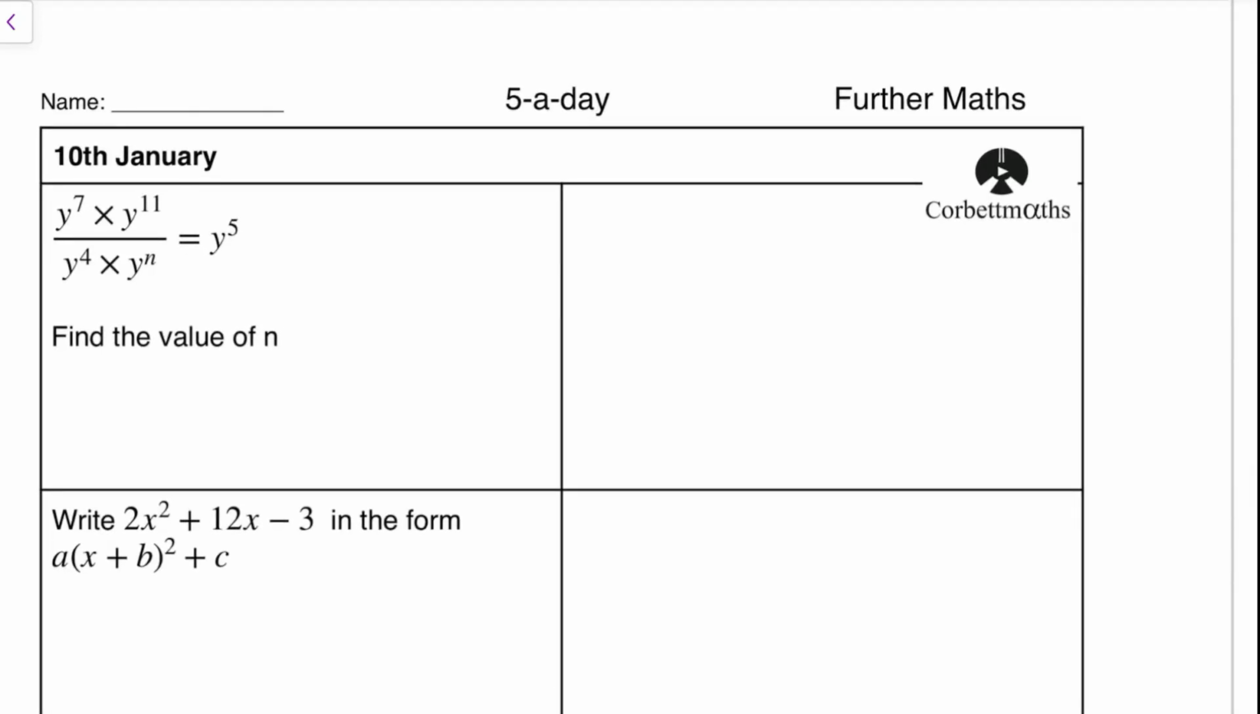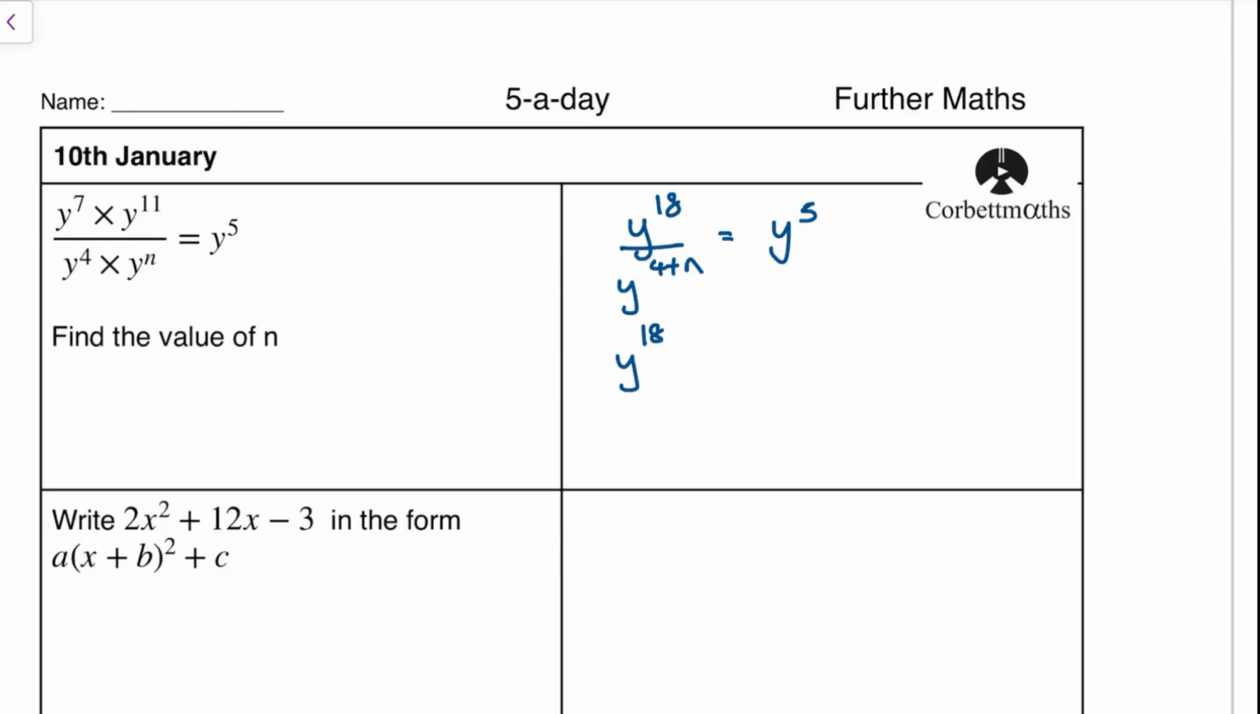The first question is just testing your knowledge of index rules, so not too bad at all. I suspect for some of you, you could probably do this all in one go, but let's do it bit by bit anyway. So y to the 7 times y to the 11, when you multiply powers, you add them, that's going to give you 18. Y to the 4 times y to the n, when you multiply powers, you add them, so that's going to be y to the 4 plus n, is equal to y to the 5. If you divide, you take away, so the left-hand side is 18 minus 4 minus n.